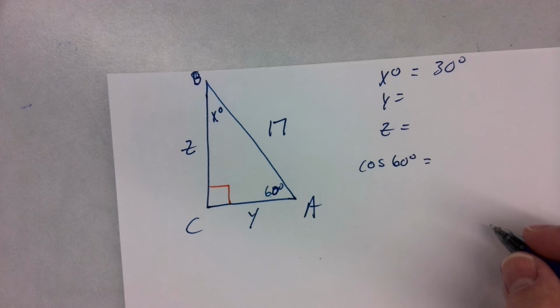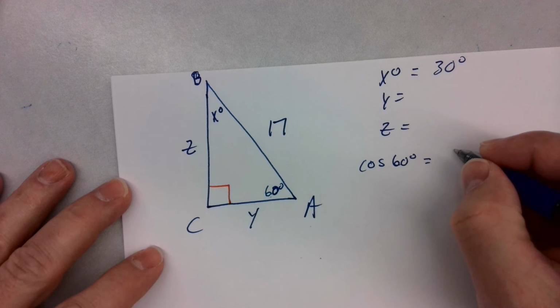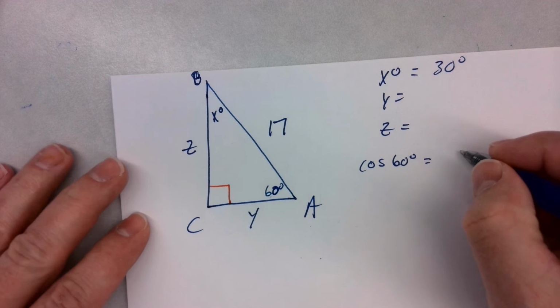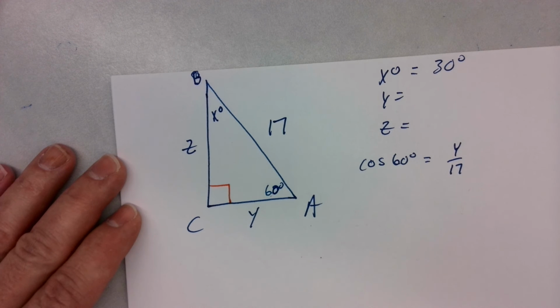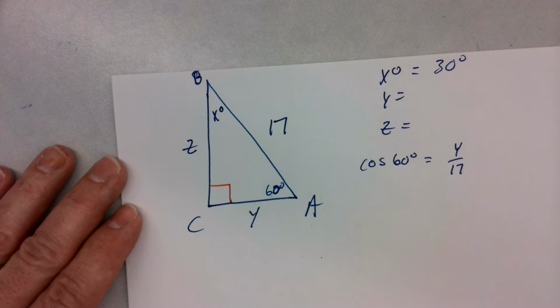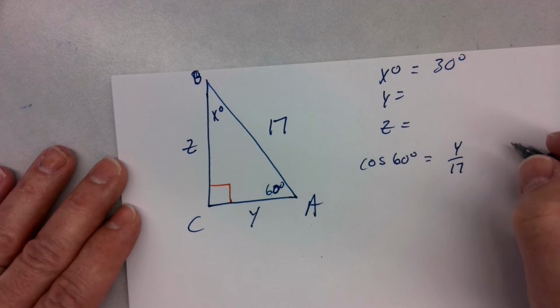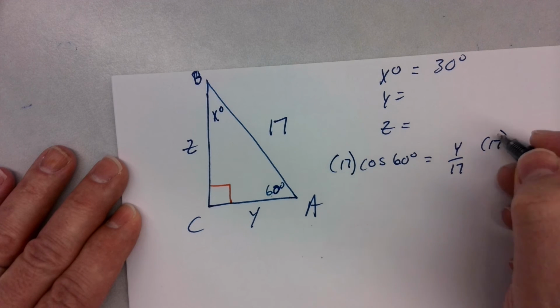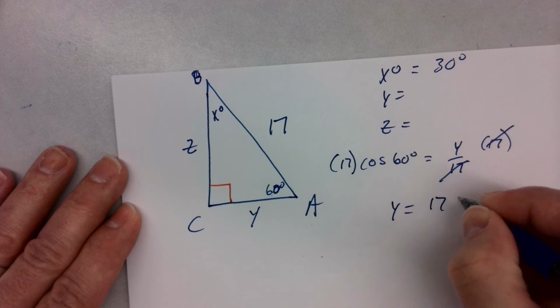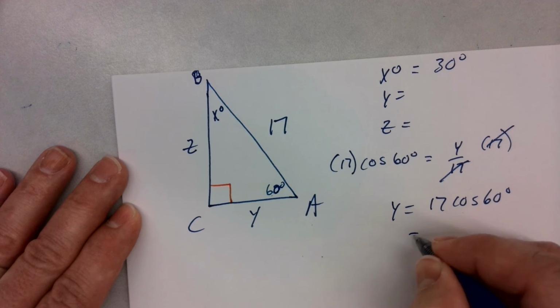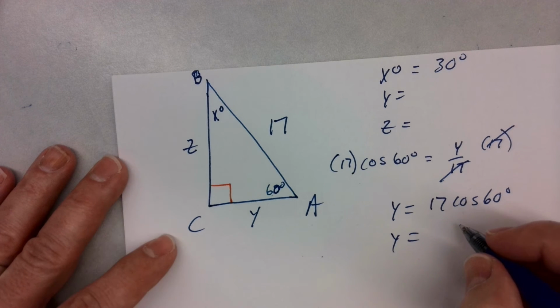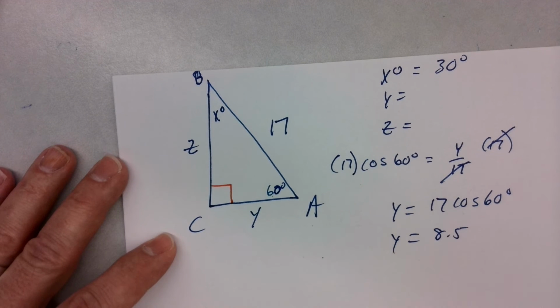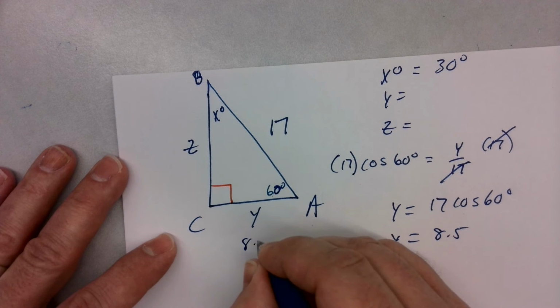What was cosine again? Adjacent over hypotenuse, so it's going to be y over 17, which is nice because, again, my variable is in the numerator. So what am I going to do? Multiply by 17, multiply by 17, they're gone. It's going to give me y equals 17 cosine 60 degrees, and that's going to give me what? 8.5? Okay, so that is 8.5.